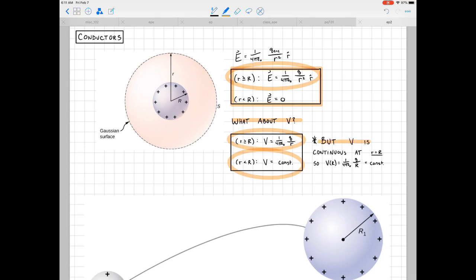Well, the potential is continuous at the surface. So that means as you go from outside to inside the sphere, the potential value as you cross the surface has to be the same inside and on the surface. And on the surface, the potential is just 1 over 4 pi epsilon naught Q over the radius of the sphere. And so that's what the constant value inside the sphere is. It's not 0. It's this non-zero value depending on the charge Q and the radius r.